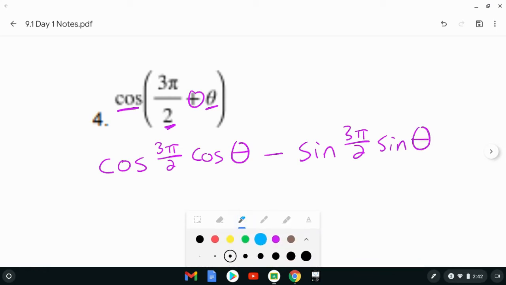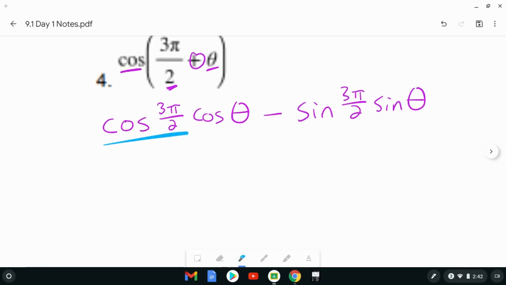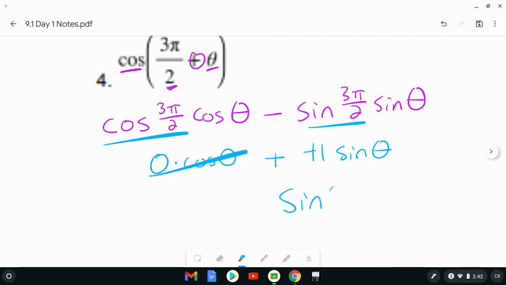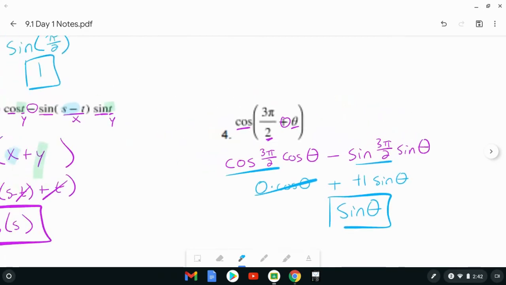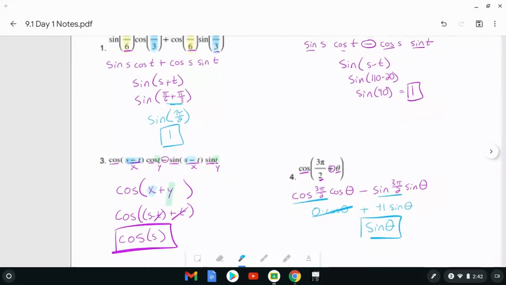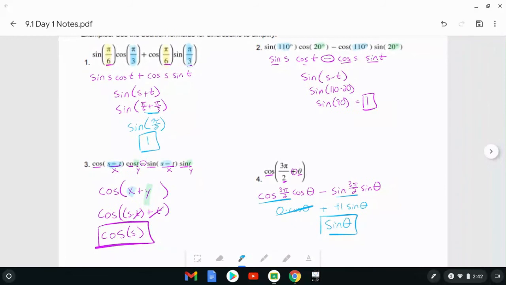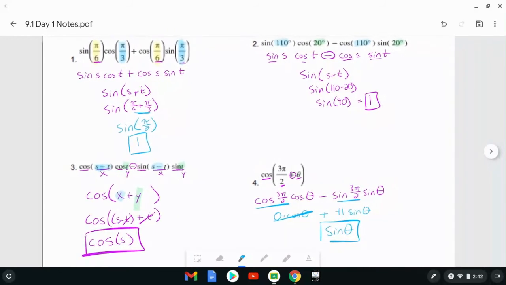And now that it's been split, we know cosine of 3 pi over 2 is going to be 0 times the cosine of theta, so that will cancel, minus sine of 3 pi over 2, which is negative 1, times the sine of theta. Subtracting a negative is plus a positive, so you're left with just sine of theta. So we've made this one a little bit easier by splitting and evaluating for the values that we can and leaving the variables in the areas that we can't.